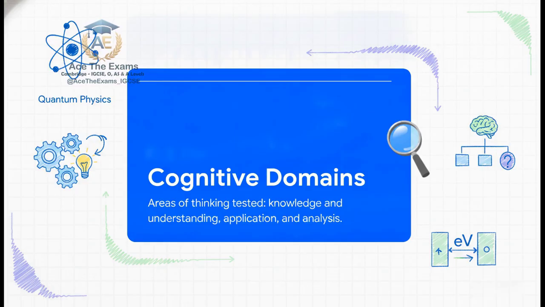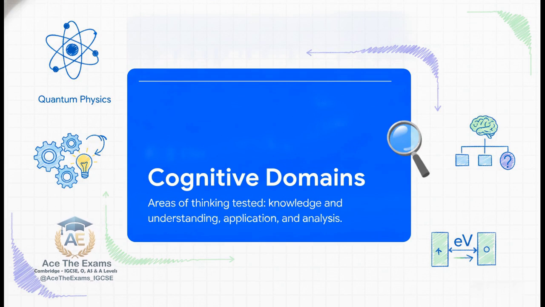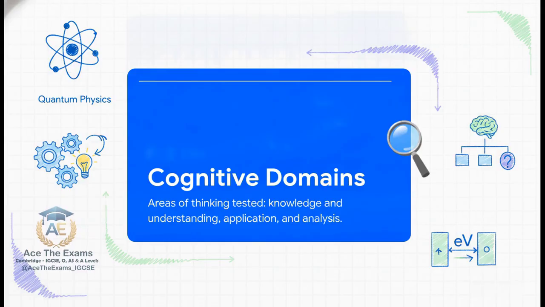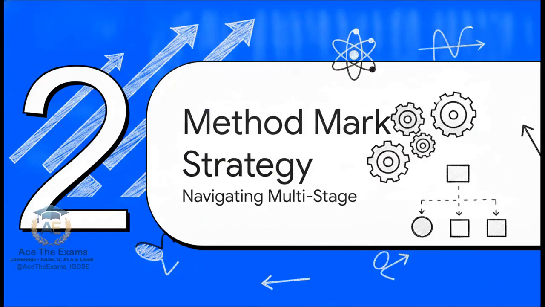You need to apply your knowledge of the electron volt to totally novel, unexpected situations and systematically analyze the outcomes. You can't just know what an eV is. You have to know how to use it when the exam throws a curveball at you. Moving right along to Section 2, Mastering the Method Mark.